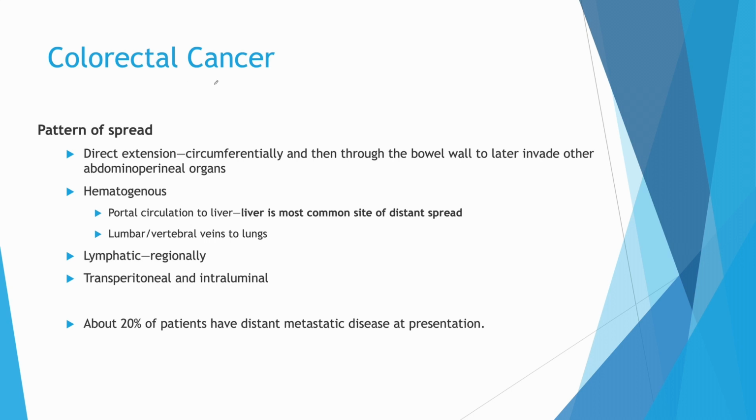Colorectal cancer does metastasize. You can have direct extension through the bowel wall, and that can invade other organs within the abdominal cavity. You can have hematogenous spread. Liver is the most common site of distant spread. You can also have spread through the Batson's plexus. Remember the vertebral venous plexus up to the lungs. You can get regional lymph node and then transperitoneal or intraluminal spread. And about 20% of patients have distant metastatic disease at presentation, hence why it is so important to screen before it gets bad, right?